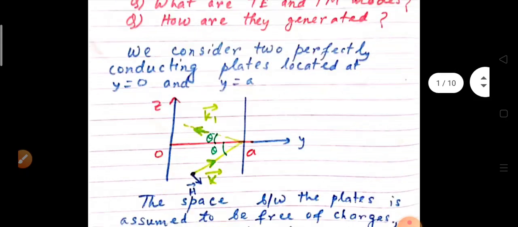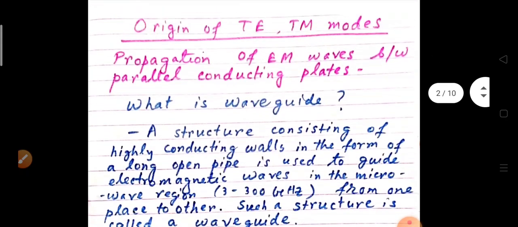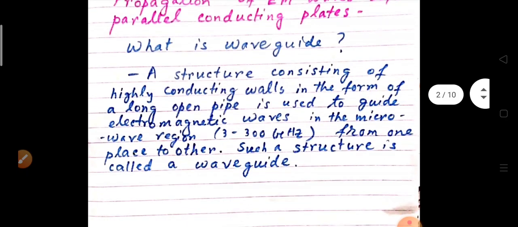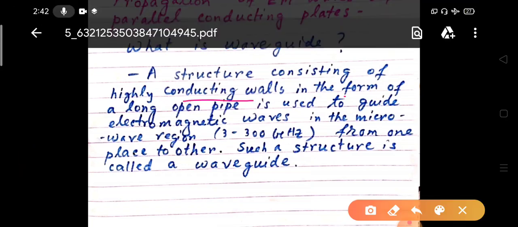So let's start. Before that I want to tell you what a waveguide is. The waveguide is a structure consisting of highly conducting walls in the form of a long open pipe that is used to guide electromagnetic waves in the microwave region, around 3 to 300 gigahertz, from one place to the other, and such a structure is called a waveguide.